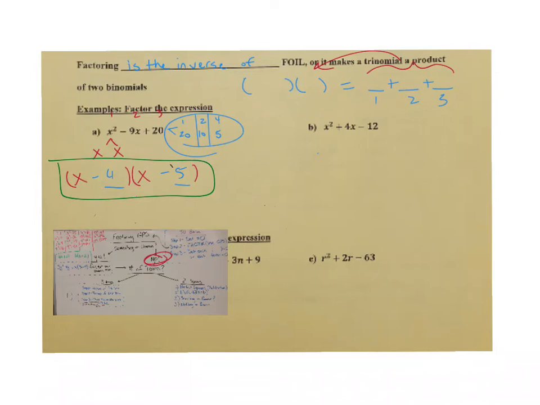So like B, how do I get x squared? X and x. How do I get negative 12? So notice that's a negative sign, right? That negative sign means that my factors of 12 have to be opposite signs. So I could have negative 1 and 12. I could also have positive 1 and negative 12. I could have negative 2 and 6, or positive 2 and negative 6. I could have negative 3 and 4, and 3 and negative 4.